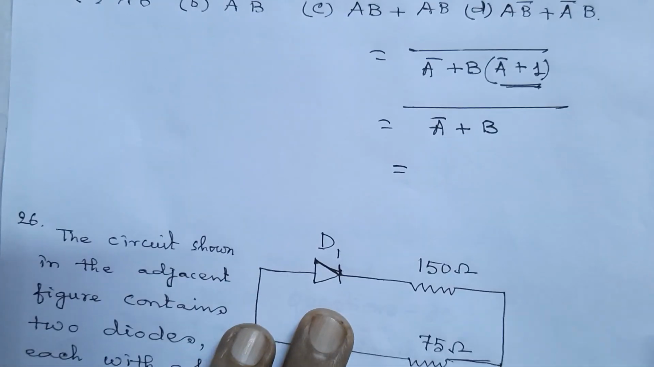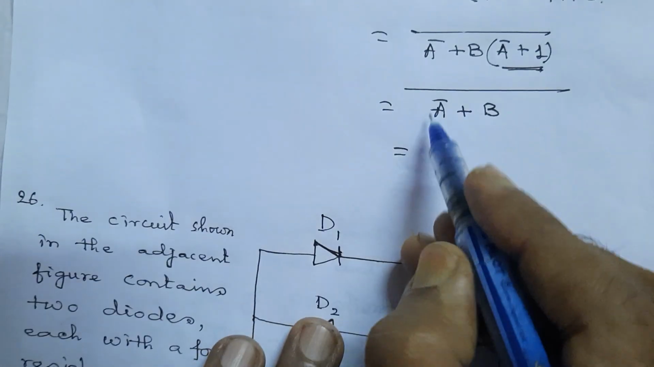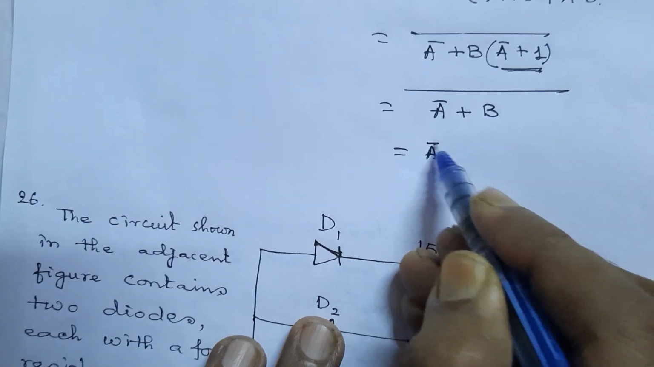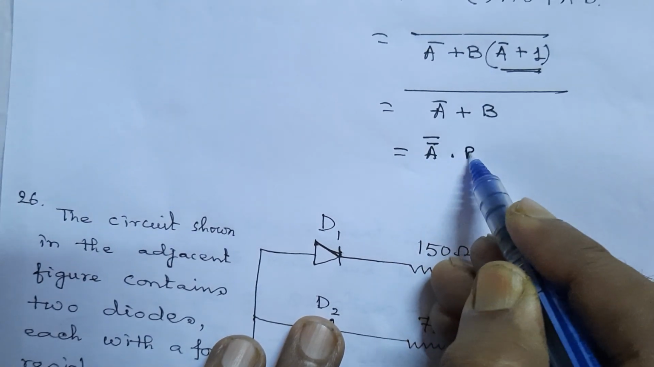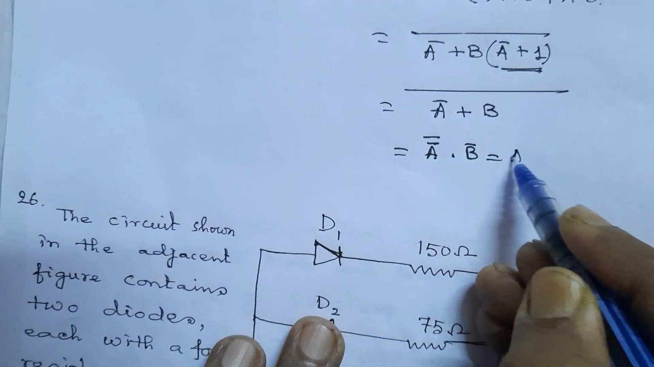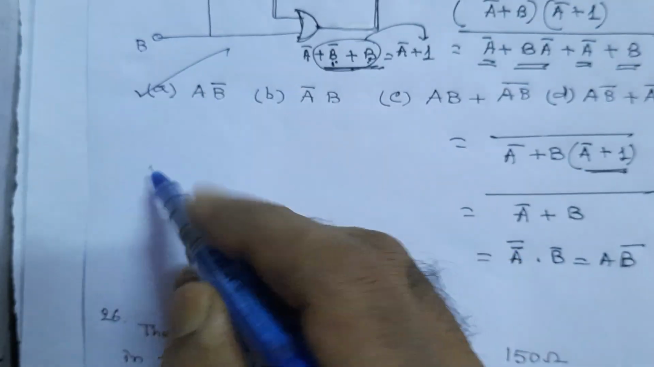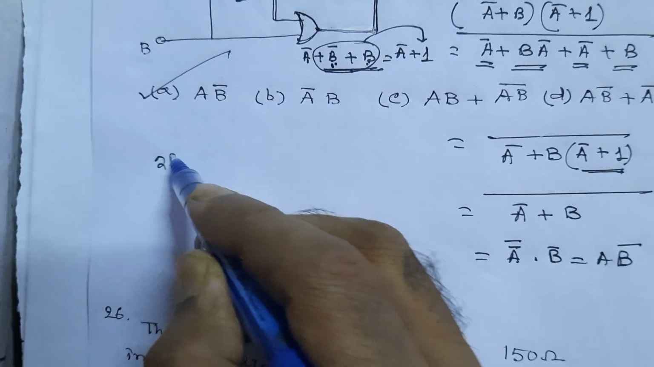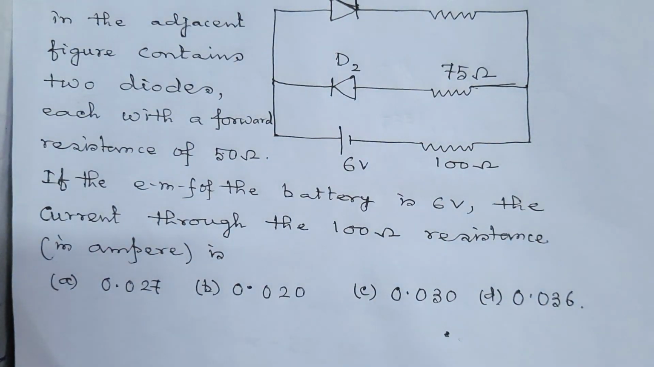So we get from De Morgan's theorem, this equals A inverse of inverse into B inverse, that is A into B inverse. So the answer is A. So the correct answer to question number 25 is A. Now see question number 26.